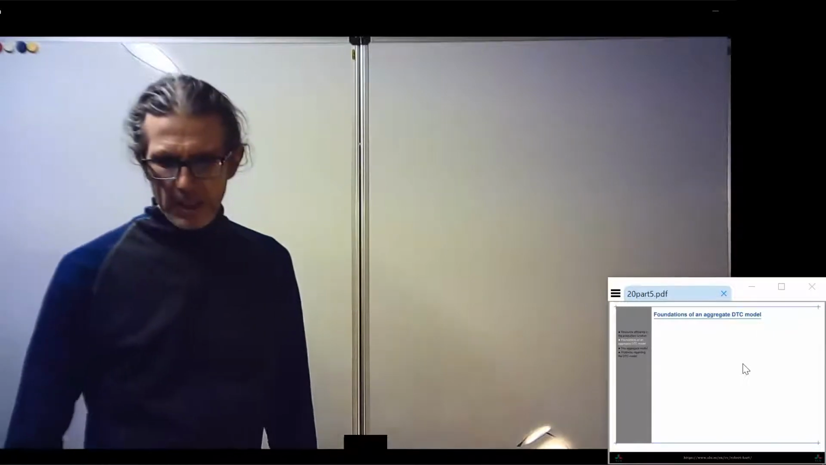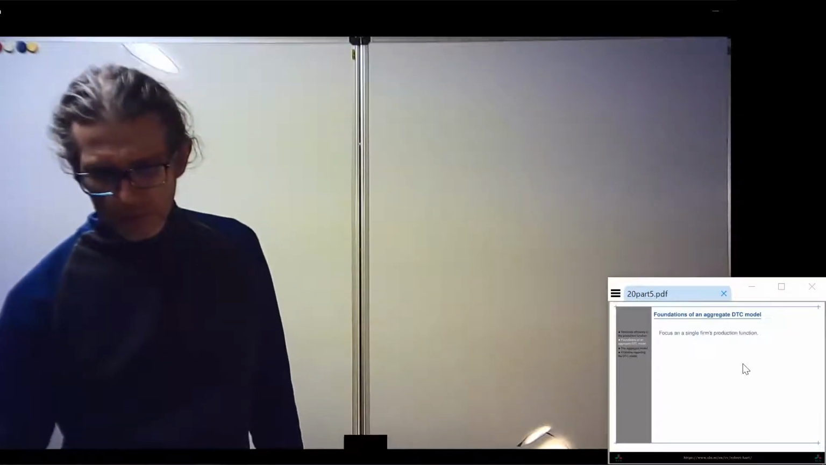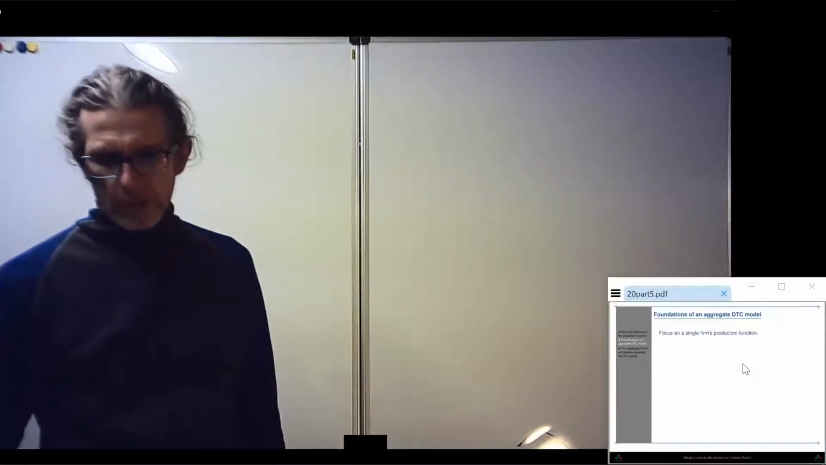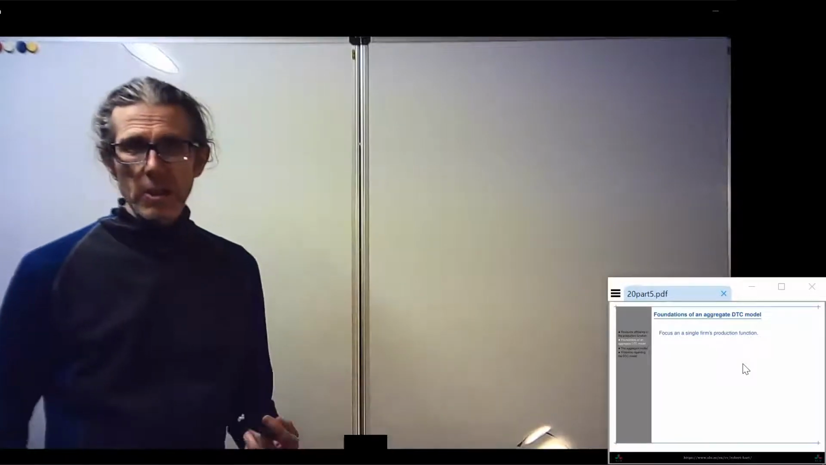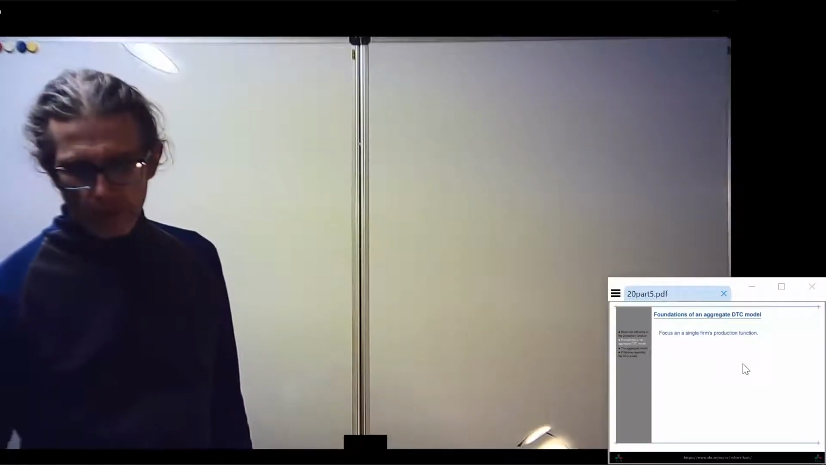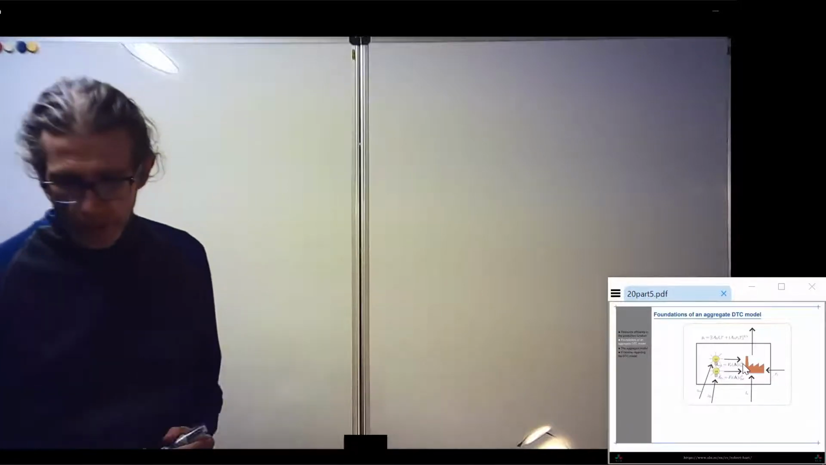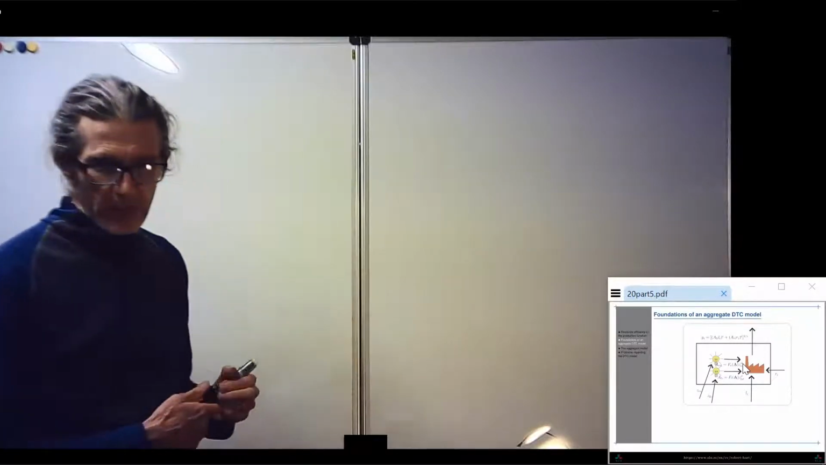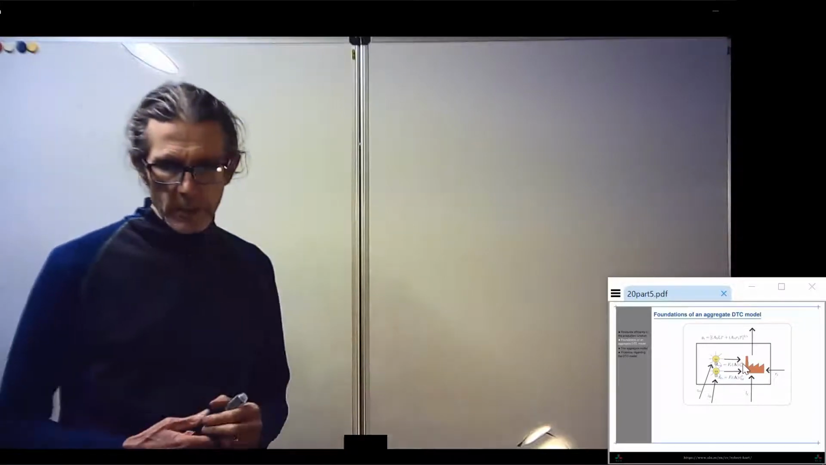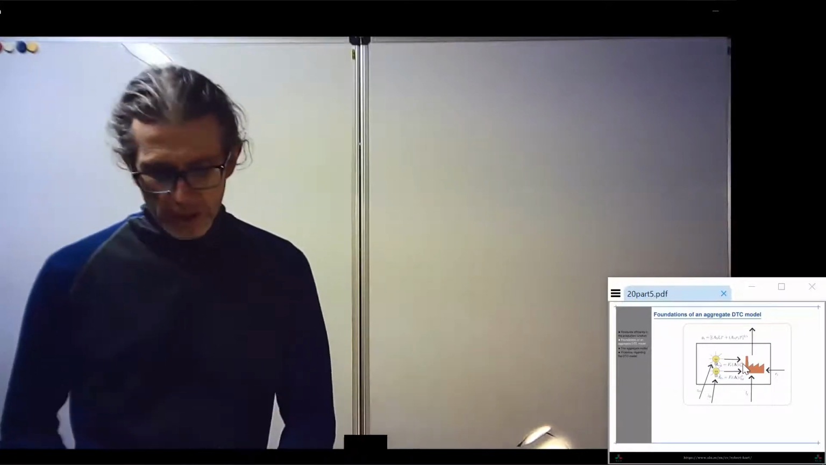Foundations of an aggregate DTC model. And we start off by focusing on a single firm's production function. So what have we got here? Wow, I need to squint to see this. I'm going to draw this. Maybe I'll pause the video and draw this picture.